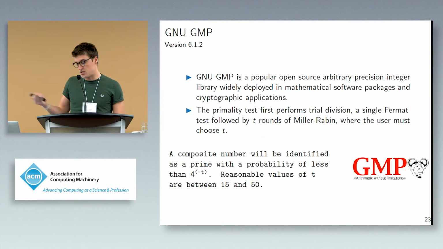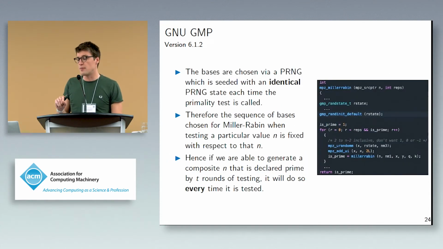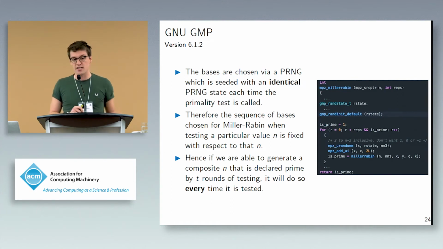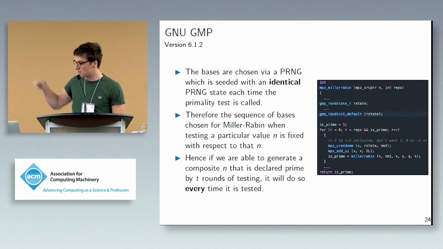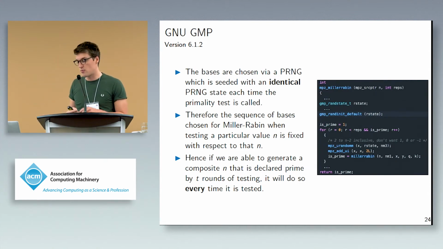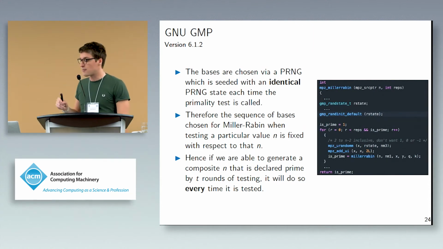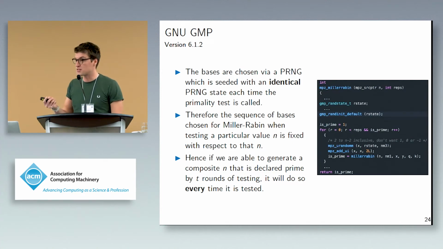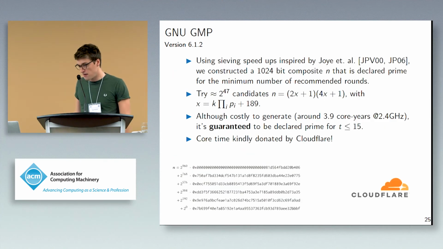So GMP in their documentation gives some guidance of how many rounds of Miller-Rabin, and they give between 15 and 50. Now, what's interesting in GMP is how these bases are chosen. They're chosen via a pseudo-random number generator, which is seeded with an identical state each time the primality test is called, as we can see in this little code snippet on the side here. And therefore, the sequence of bases that are chosen for Miller-Rabin when testing a particular value of n is fixed with respect to that n. This means that if we're able to generate a composite number that is declared prime by T rounds of testing, it will do so every single time it is called with GMP's test.